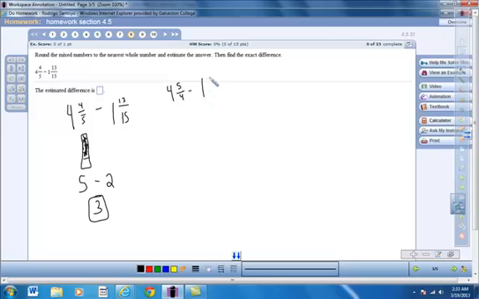Remember, anytime we have two mixed numbers, we cannot do any work until we change those mixed numbers to improper fractions. 4 times 4 is 16. 16 plus 5, we get 21 over 4. 1 times 15 is 15. 15 plus 13 gives us 28.